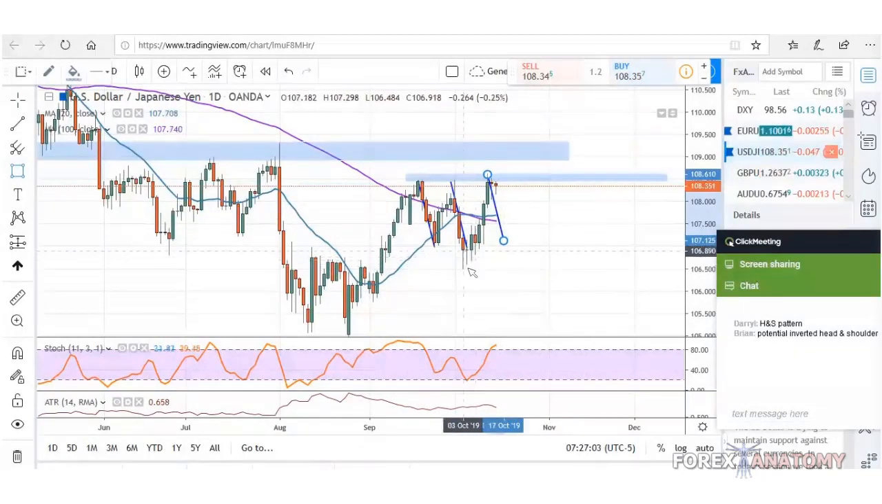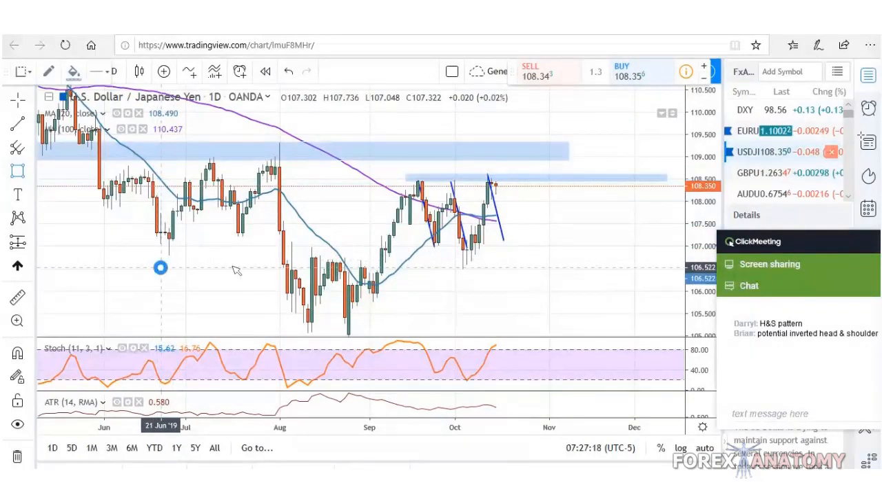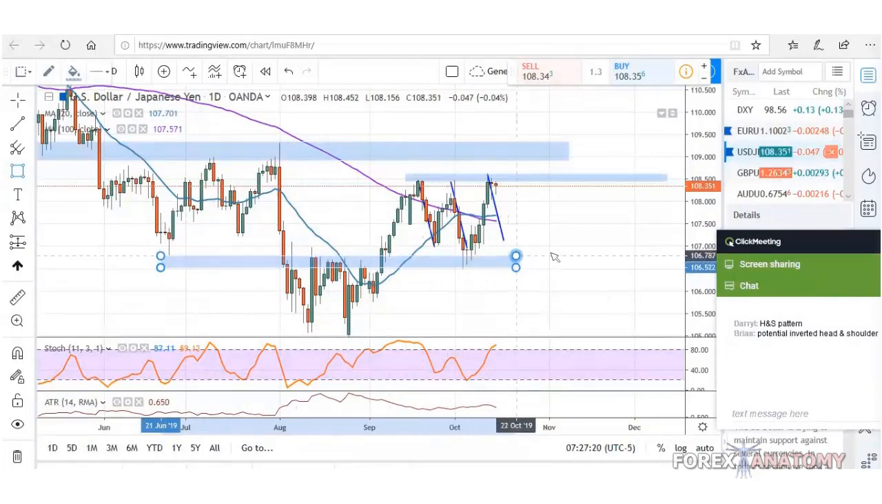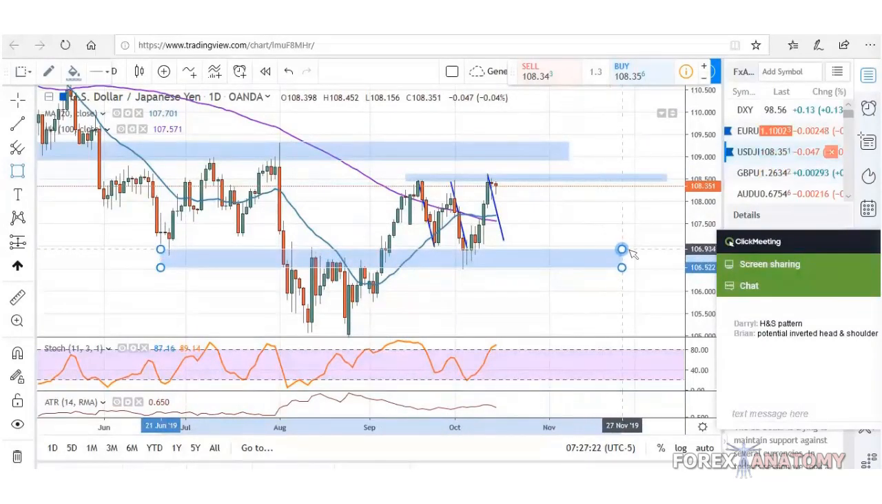You look here, you see all these wicks at the bottom. Look to the left, you can see that this is an area of structure. This is where that double bottom neckline is, and where this area of structure support is. So then what we want to do is definitely identify this particular zone as an area of daily structure support. And if price falls into this area, then we need to be on the lookout.